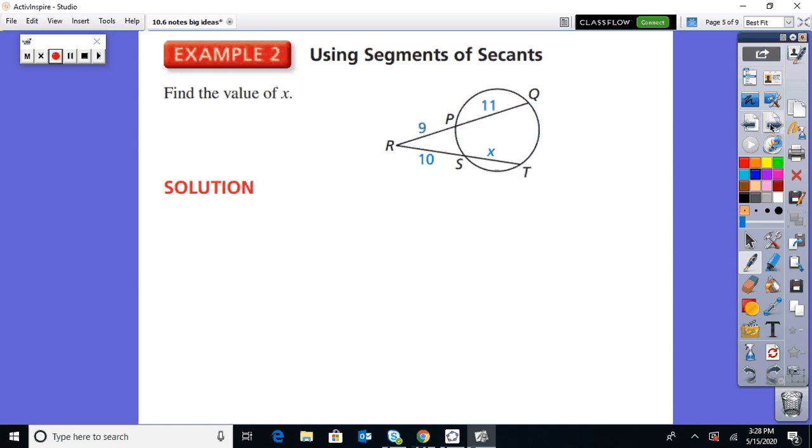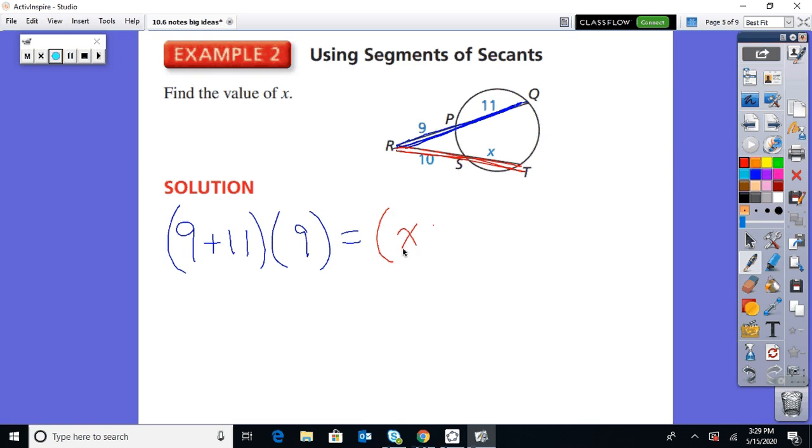And here's an example of it. Example 2, find the value of x. So we just talked about it: we've got two secants, we're outside the circle, so we have to memorize that this whole big thing, 9 plus 11, times the outside piece, which is 9 in this case, has to equal this whole big thing, which is x plus 10, times its outside piece, which is just 10.